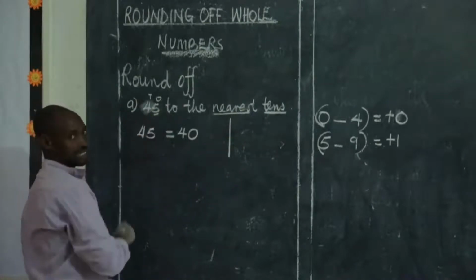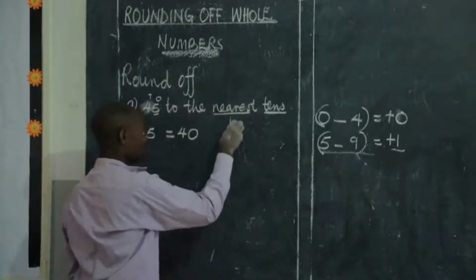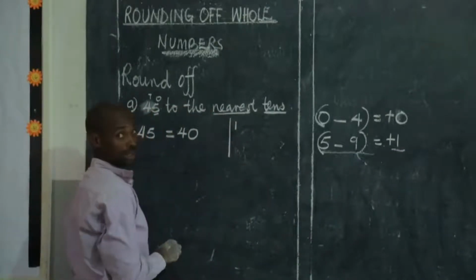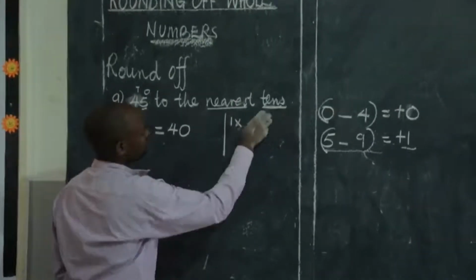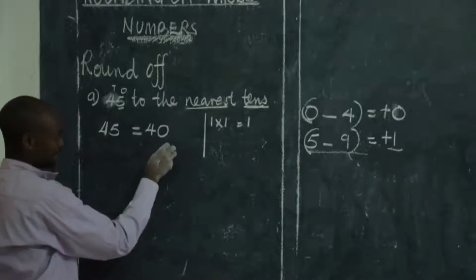So having written my number here, which one is the nearest digit to tens? You will realize that it is 5. And I have said 5 is going to round up by adding 1. So you get that one, you multiply it by the place value, which is 1, and this one will give you 1. So come and add here this 1.